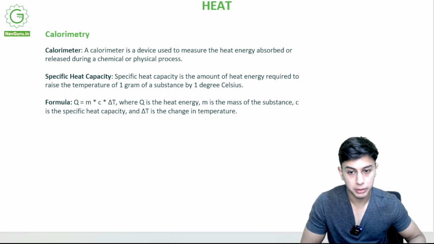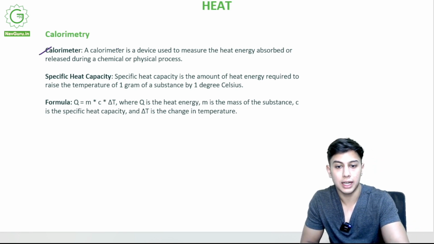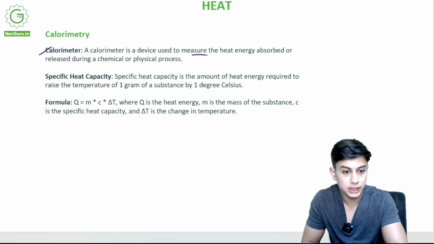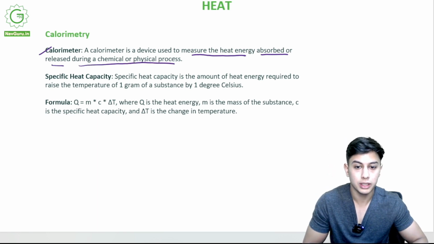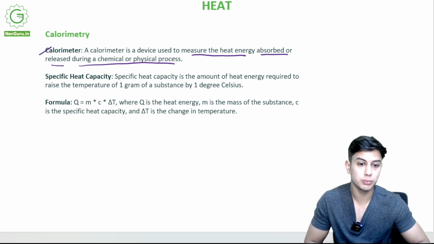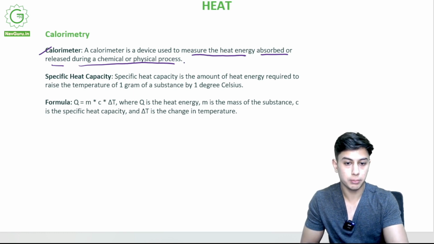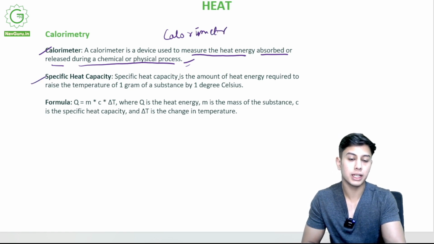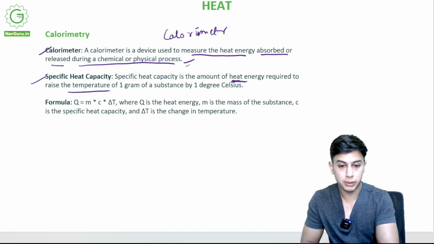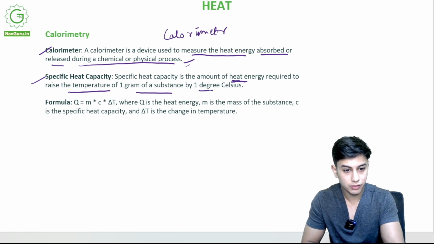Calorimetry. What is calorimetry? A calorimeter is a device that is used to measure the heat energy absorbed or released during a chemical or physical process. Specific heat capacity is the amount of heat energy required to raise the temperature of 1 gram of a substance by 1 degree Celsius.